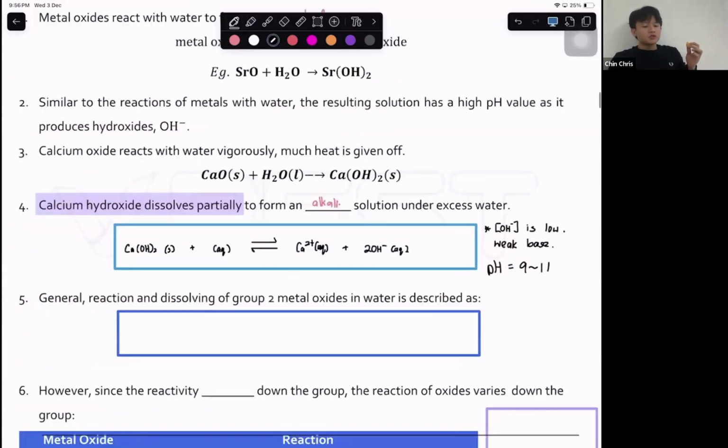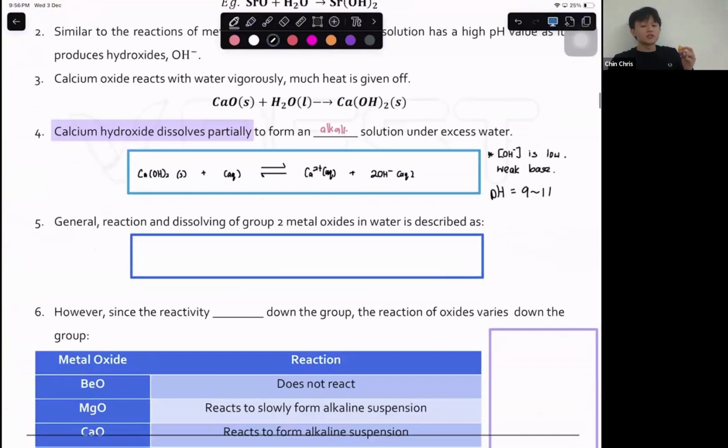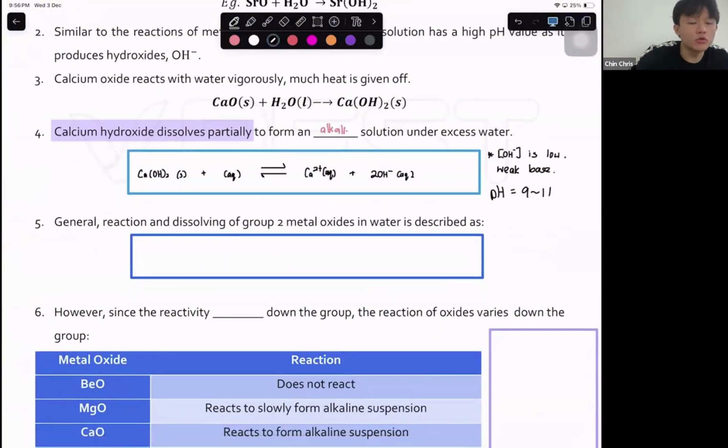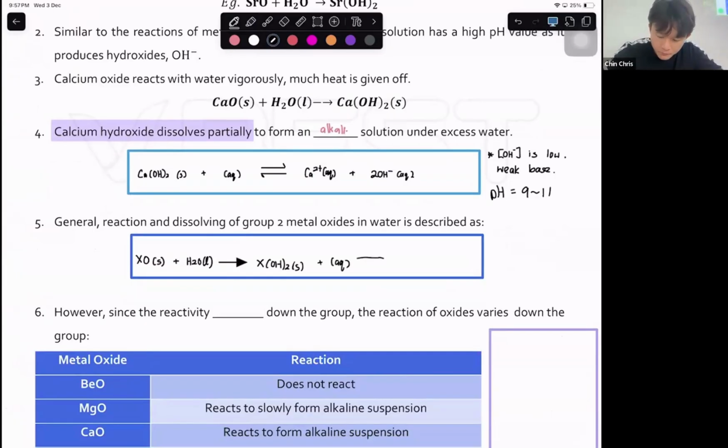Alright guys, next. General reaction of dissolving a group 2 metal oxide in water. If I take a group 2 oxide, XO, and throw in water, what is it going to form? Metal hydroxide. And if you dissolve it, this is the dissolving equation: X2+ and 2OH minus. That's it.